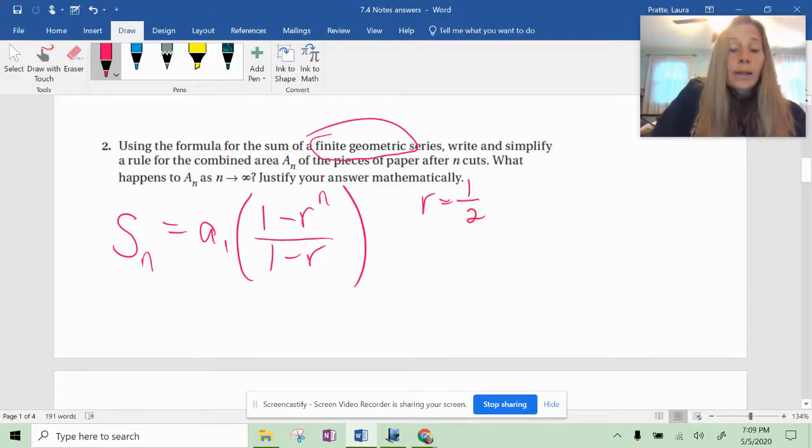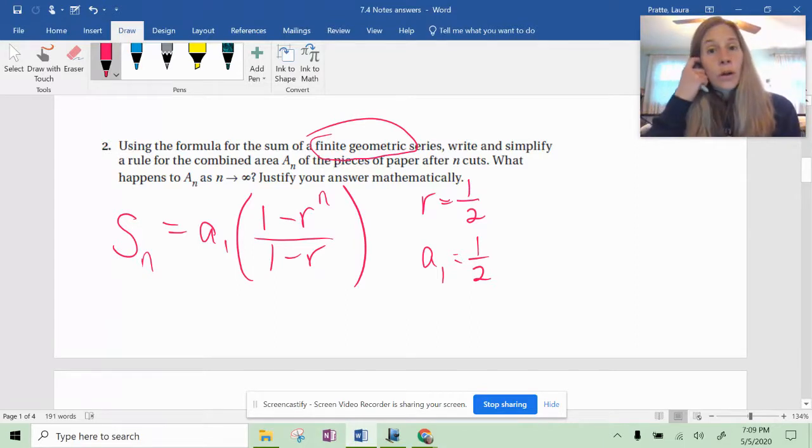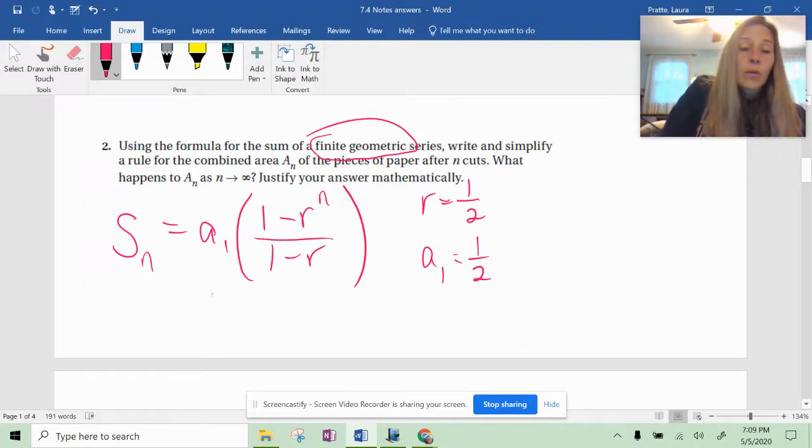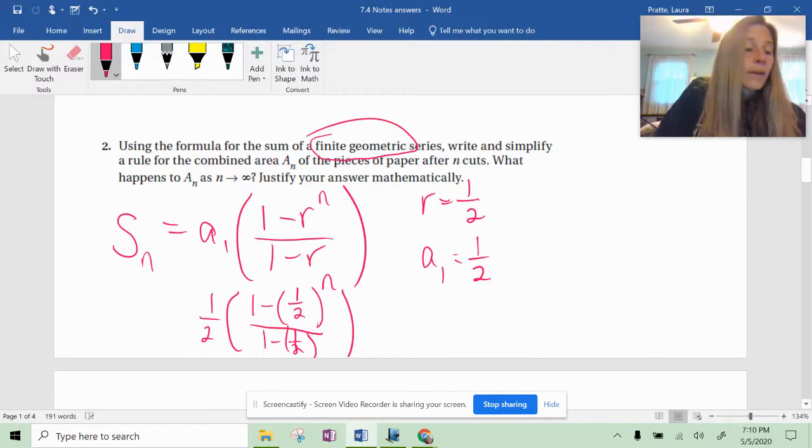Now the a sub 1 was 1/2, because the first cut left you with that 1/2 of a piece of paper to start your sequence with. If we were to put those numbers in here, we would have 1/2 times 1 minus 1/2 to the n power over 1 minus 1/2. Now, working that out, we don't know what n is, so we can't actually solve it the way we were doing yesterday, or the day before, whenever we did that lesson.